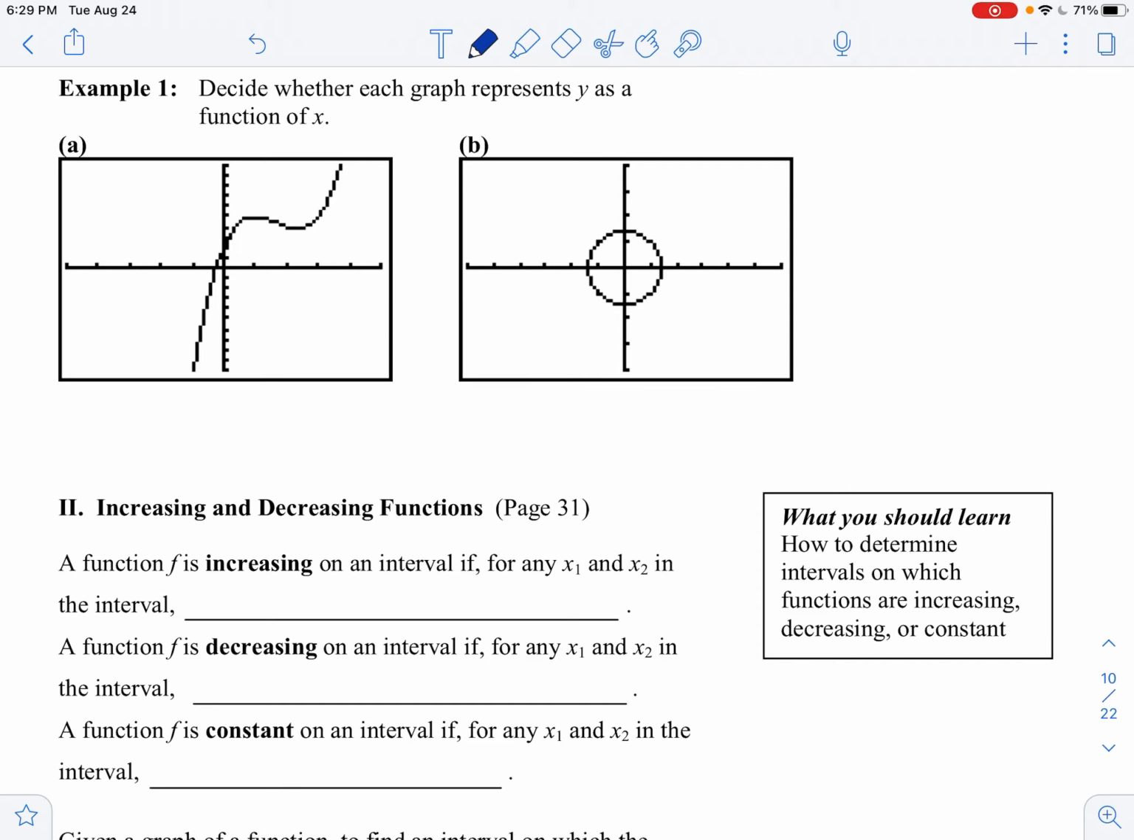So let's talk about this example. Decide whether each graph represents a function of x. The easiest way to find that is to draw a vertical line anywhere. If I draw this line here, it only hits once. So yay, this is a function. Whereas if I draw a vertical line here, it hits twice. This is not a function.